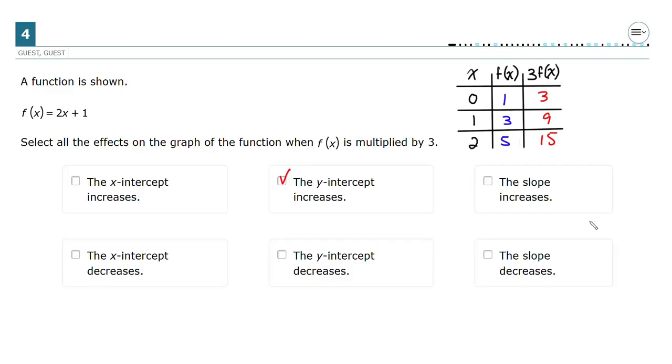Now, how about the slope? Well, the slope here was 2, but what is it now? From 3 to 9, that's plus 6, and from 9 to 15, that's also plus 6. So the slope of 3f of x is 6. So the slope increases. And those are the correct answers.